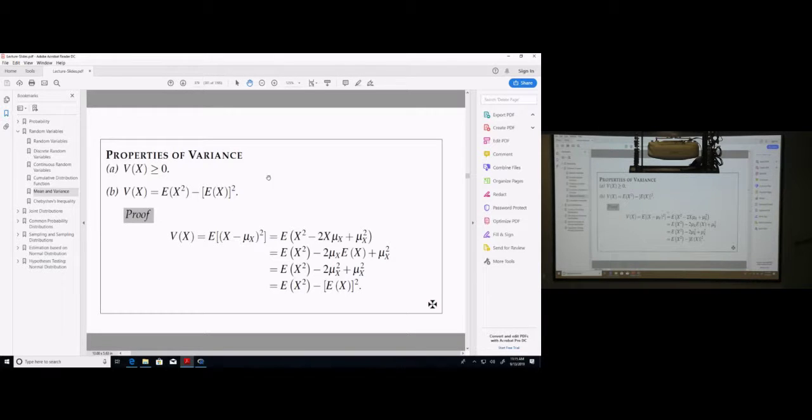Now here is the advantage of having a square. This is the first instance. So I can multiply out this term because I have a square. I will have x squared minus 2 times x mu x plus mu x squared, right? So this is just expanding out the square term.